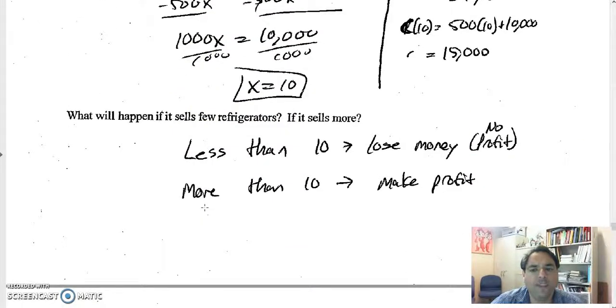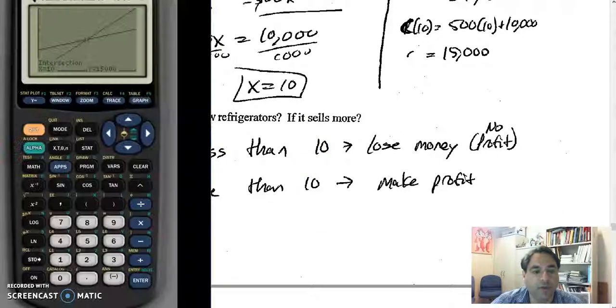Then, what does that mean, break even? Well, if you sell less than 10 refrigerators, you're going to lose money. Going back to the picture, here your cost is above your revenue, you lost money. If you sell more than 10 refrigerators, your revenue is above your cost, you've made profit. So that's the first part of chapter 1.